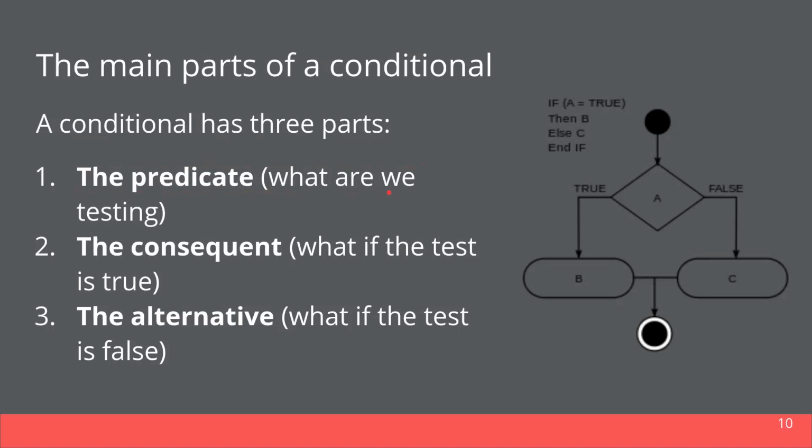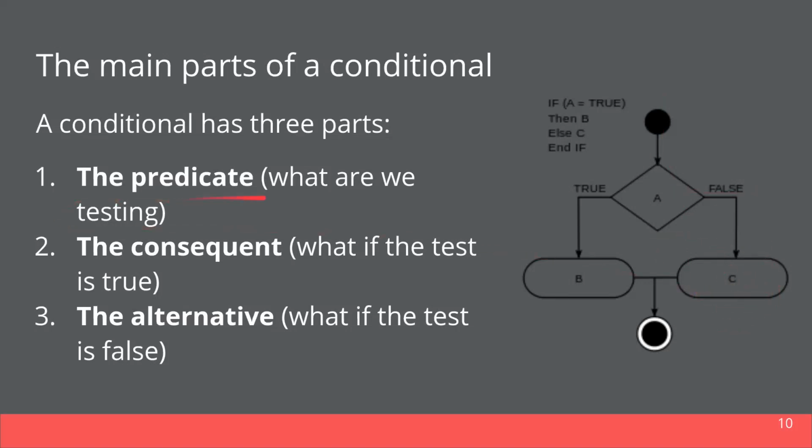All right, what are we going to test? Then we have two choices. The consequent. Okay, what's the consequence if the predicate is true? And that way we head down B here. Okay, this way. True, do something here. And the other part is called the alternative. What do we do if A is false? We go to C over here.